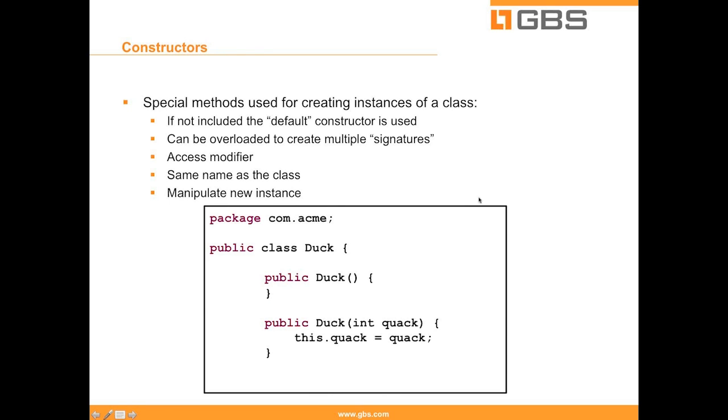Constructors. Again, we talked a little bit about constructors earlier. If not included, the default constructor is basically used from the object class. You can overload to create multiple signatures. So for example, in my duck, I may or may not want to instantiate a duck reference with or without passing the number of quacks to it. Again, it has the same name as the class, and manipulates the new instance. So these are two constructors for my duck class, one that takes a message and one that doesn't. You can define those so your classes can have multiple signatures.